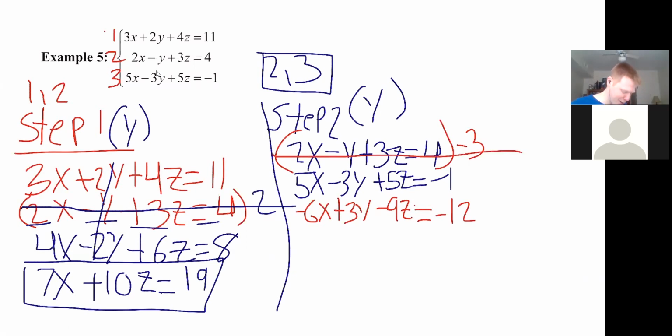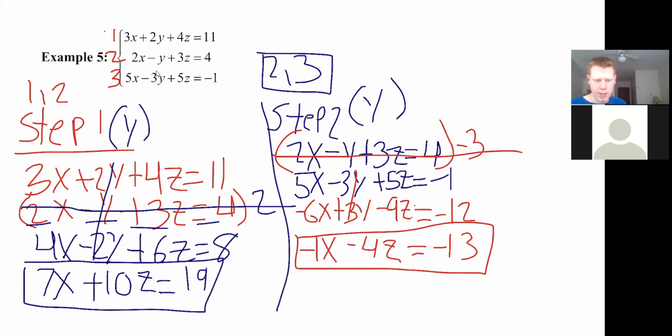We're not looking at that one anymore, but we're going to use elimination between these. So we would have -1x. Our y's cancel, which is what we wanted. And we have 5 plus -9, which would be -4z. And then -1 plus -12 would be -13.